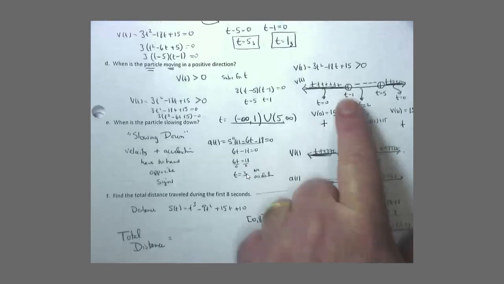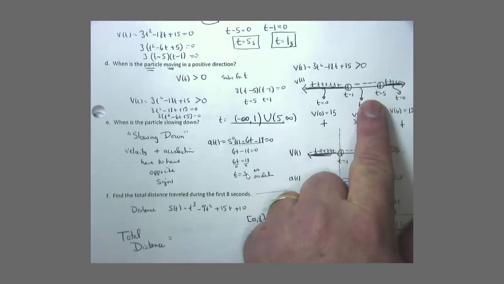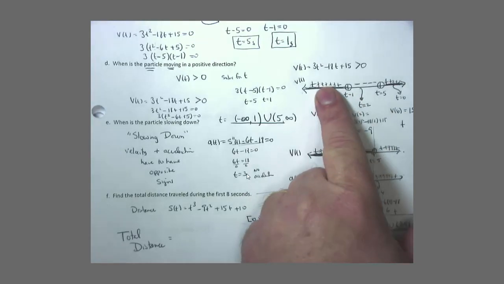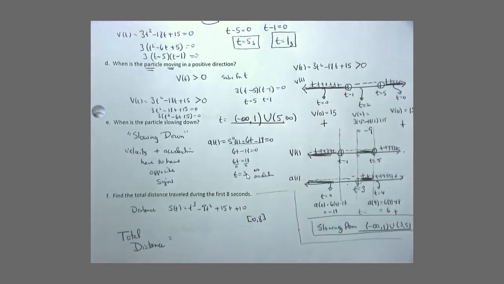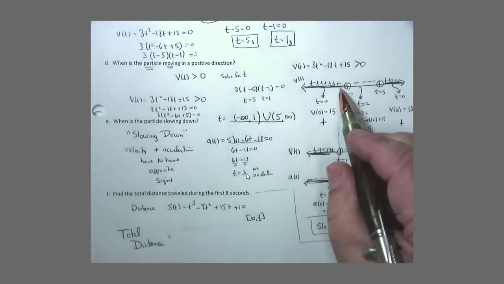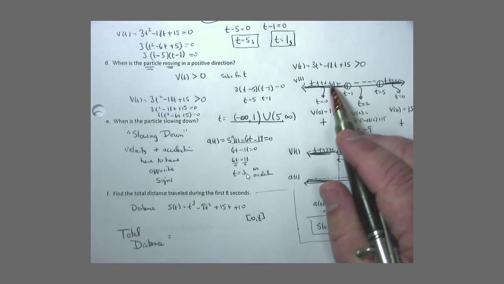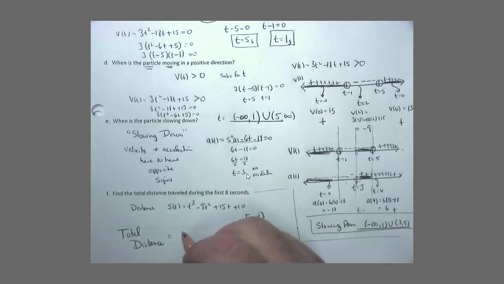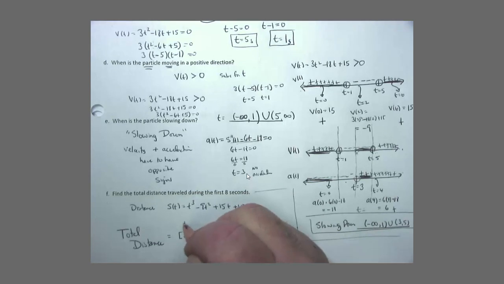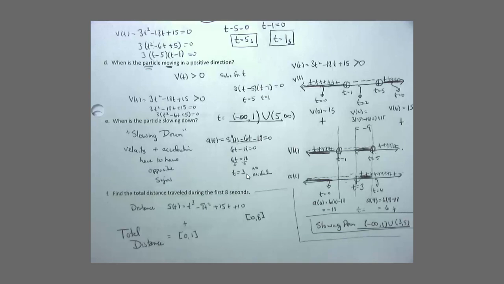We still have it written up here. You can also look at it up here. Here's my velocity equation, starting at 0 and going to 8. However, when I subdivide this, between 0 and 1, which way is the particle moving? Remember, positive is right or up, and negative is left or down. So between 0 and 1, this is moving in a positive direction. Does that make sense?